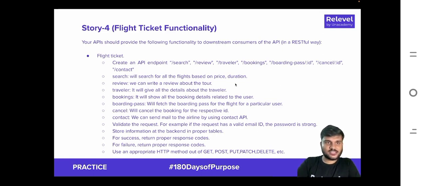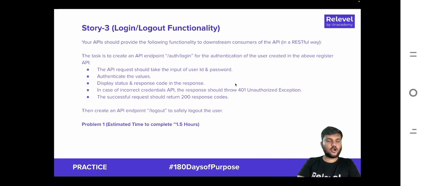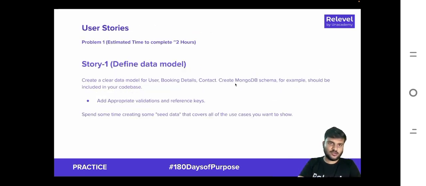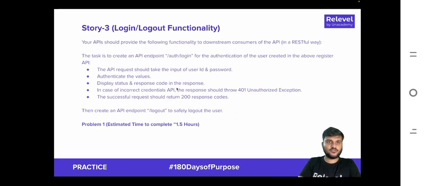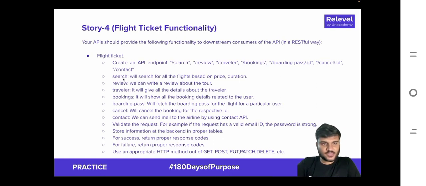If you carefully see all the expected stories, login and logout we have already discussed. Registration we have already discussed. Data modeling for user we have done. Now, based on the rest of the requirements, we are going to do the data modeling of the rest of the models. So let's see. We want to have some features around search, review, traveler, booking, boarding pass, scan. So let's just see one by one.